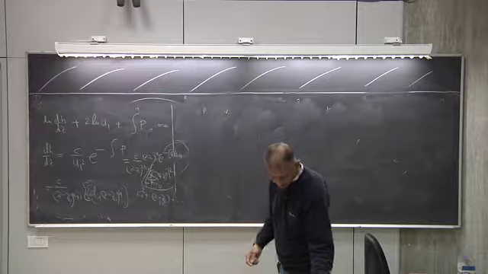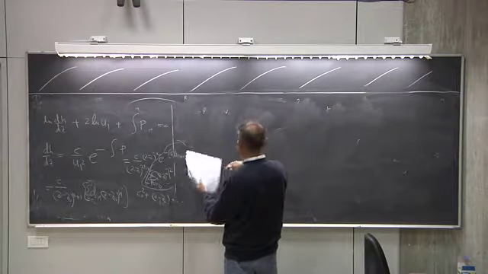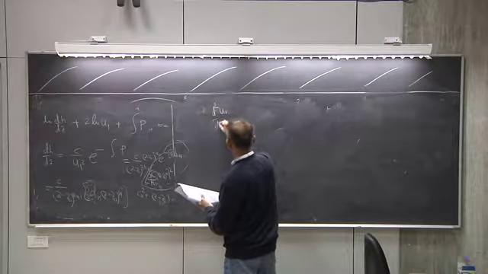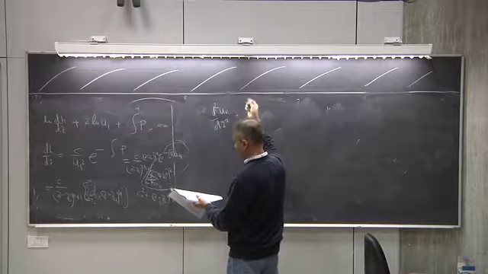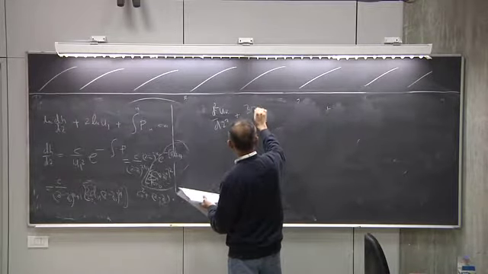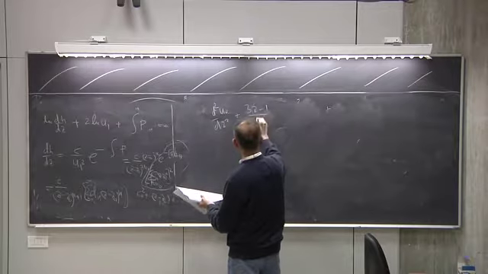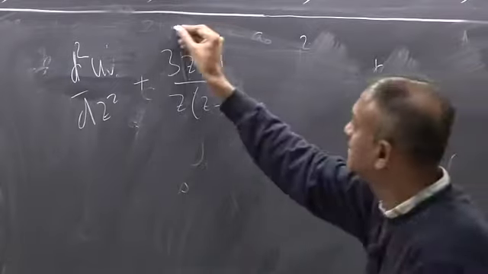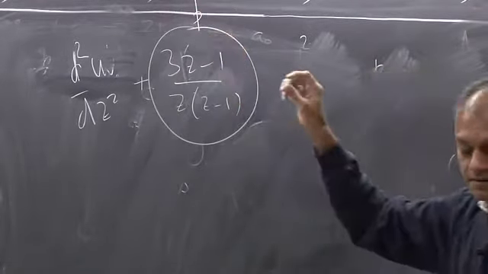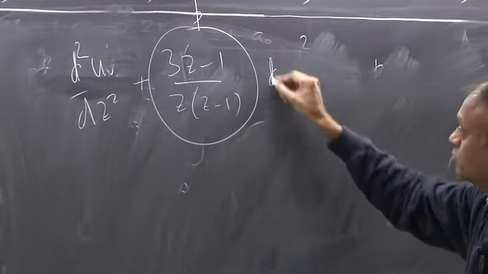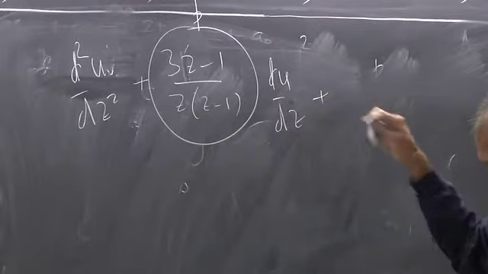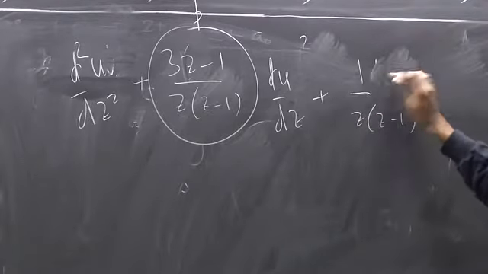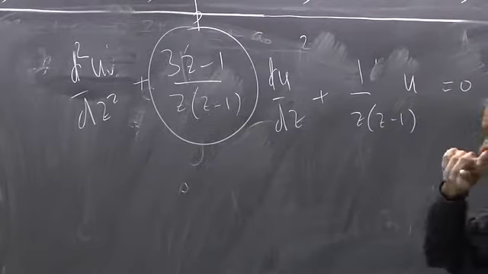So first, consider an equation which is of this type: d2u by dz2 plus, there's no reason for this, but 3z minus 1 over z times z minus 1, this is my p, times du by dz, plus q, which is simply 1 over z minus 1, times u equal to 0. So you're looking at this equation.